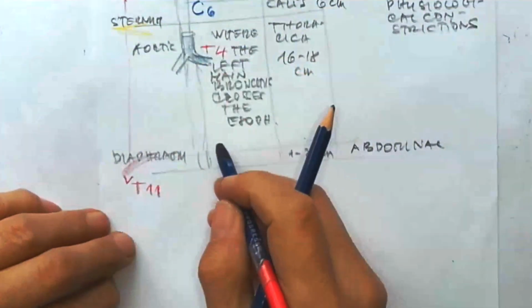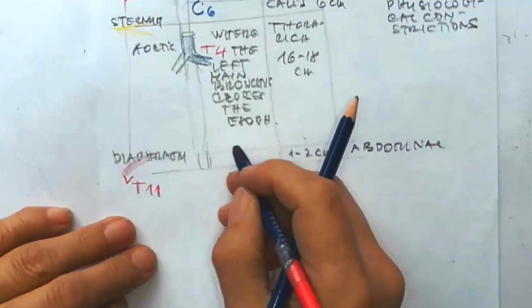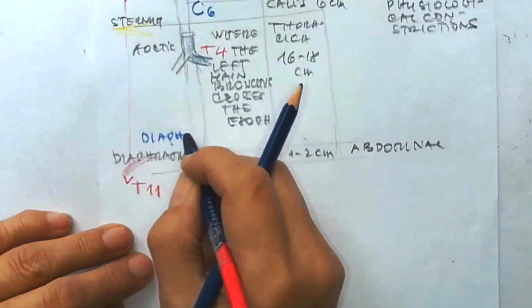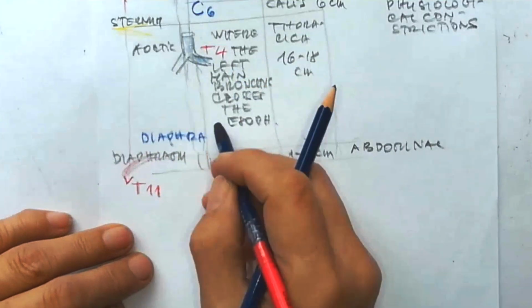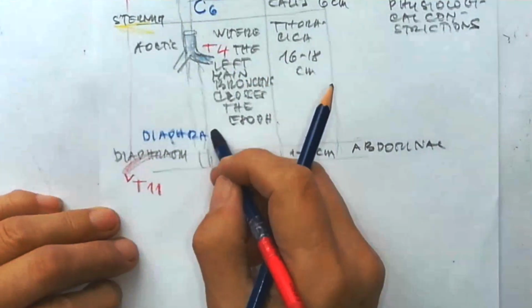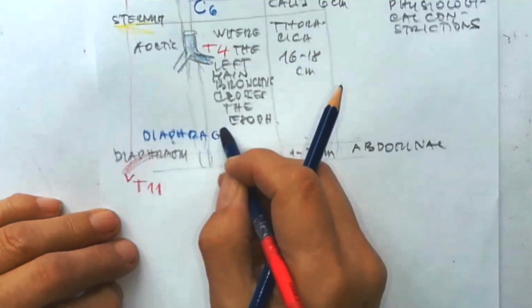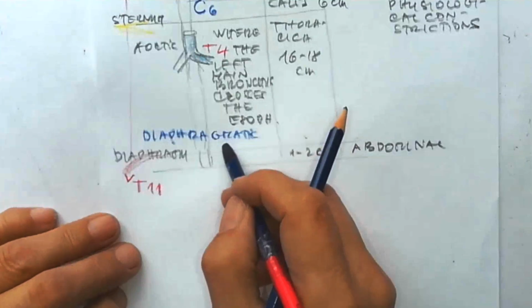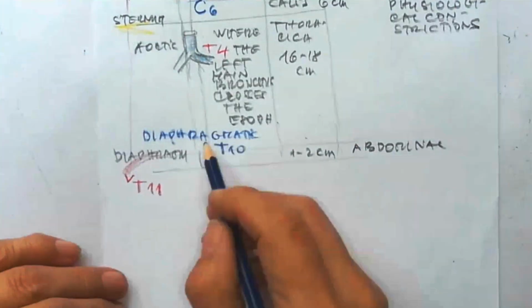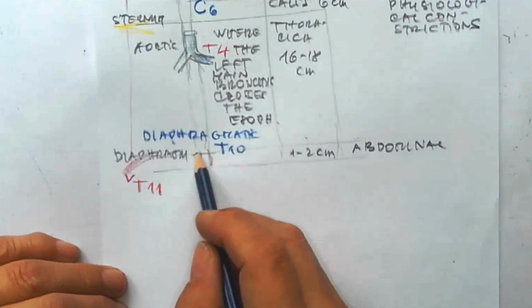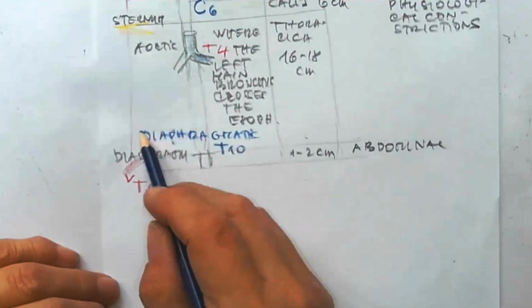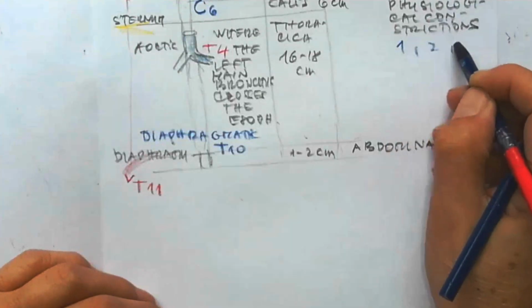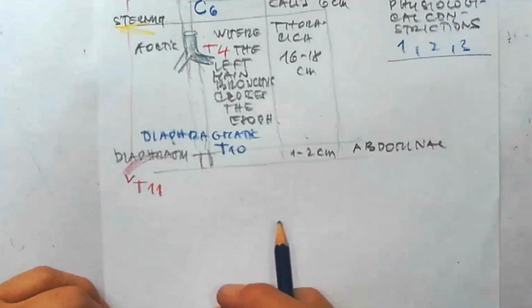The last one is simply called diaphragmatic. Diaphragmatic lies at the level of T10. That means where it passes through the diaphragm. So 1, 2, 3. There are 3 constrictions.